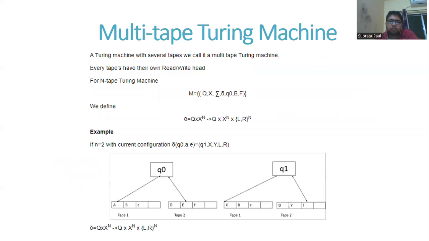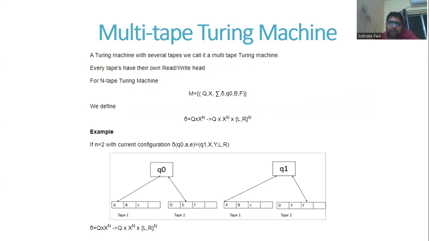The first type of Turing machine is the multi-tape Turing machine. A Turing machine with several input tapes is called a multiple tape Turing machine, and each tape has its own read write head. If we have n number of tapes for the Turing machine M, then we define the transition function delta: Q x X^n points to Q x X^n x {L, R}^n, that is, moves to the power n.